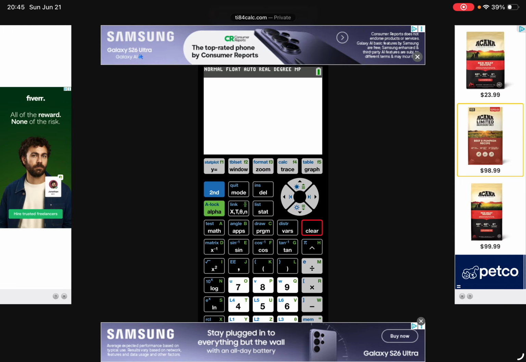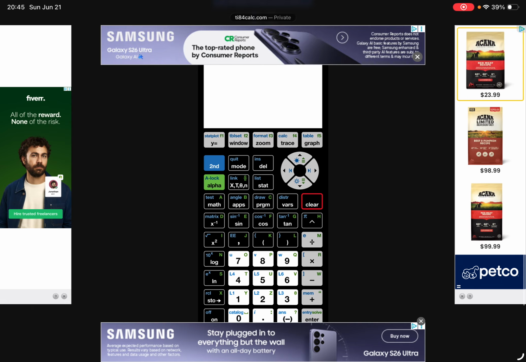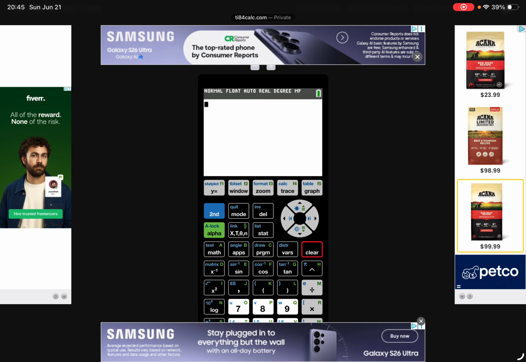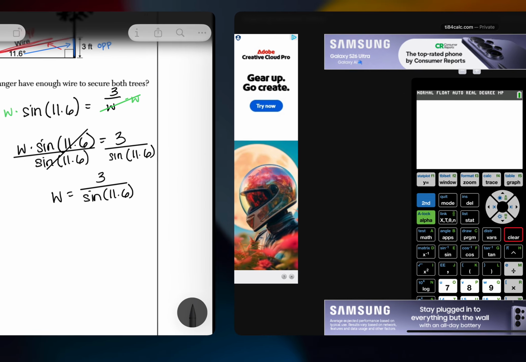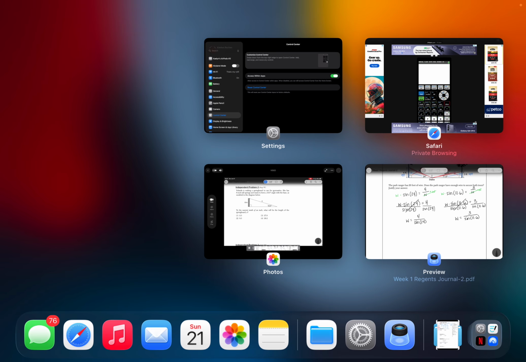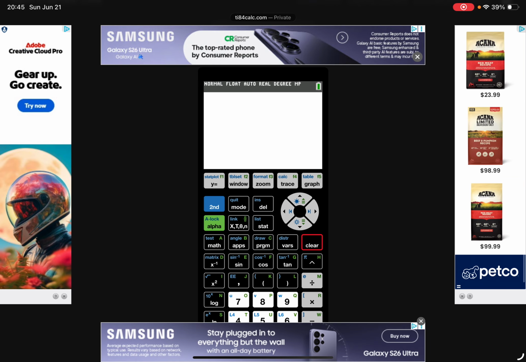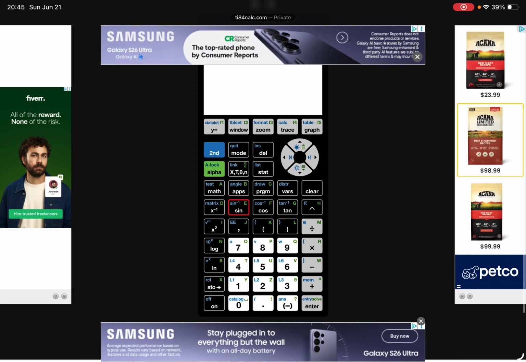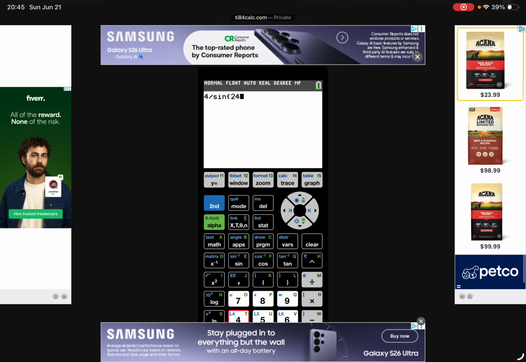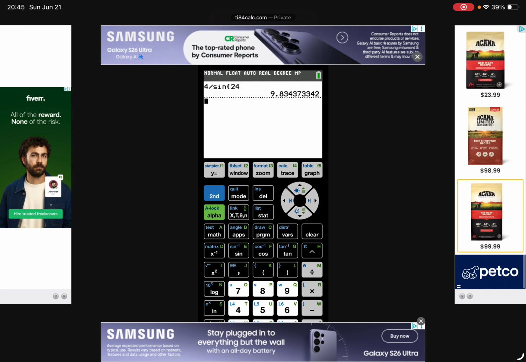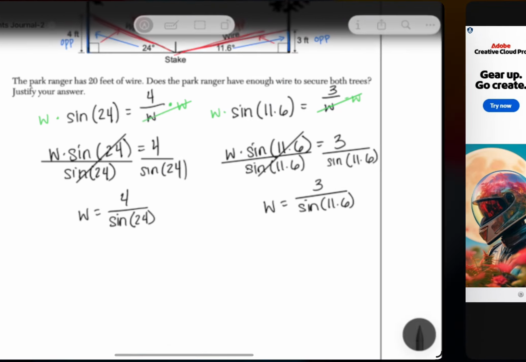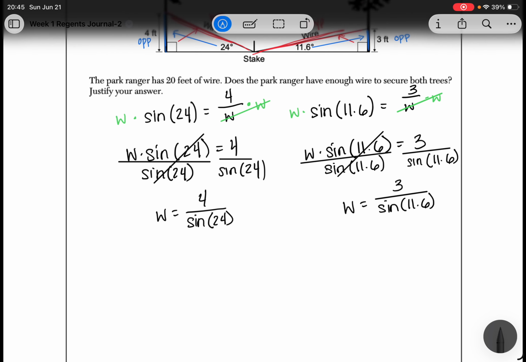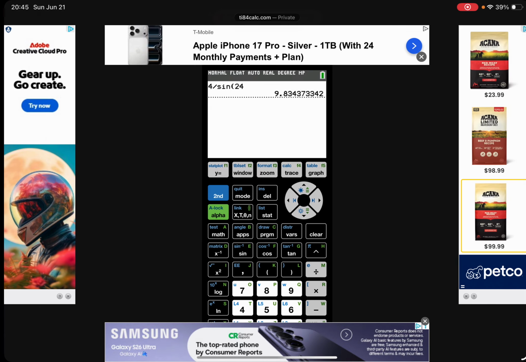This is also a free online TI-84, so if you don't have one at home, you can always use the one online. So as we stated before, we have 4 divided by sine of 24. And then we're just going to hit enter, and then that will give us our answer for that. Next, we need to do 3 divided by sine of 11.6.